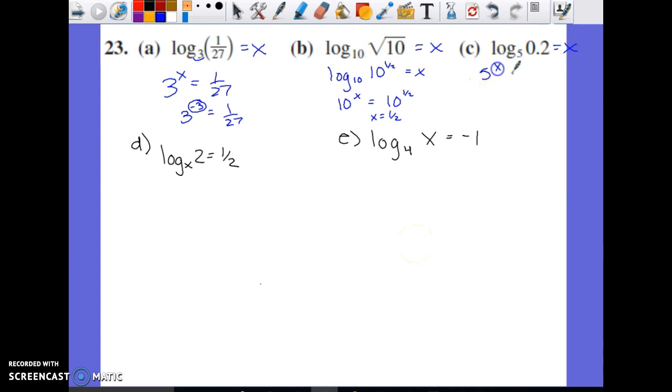5 to the what gives me 0.2? I don't know. Turn this into a fraction, then you will know. 0.2 in fraction form is 1/5, right? 0.2, that is 2/10. 2/10 is 1/5. Third grade, baby, fractions. So, you're thinking, if only I could make this 5 just go down here. Well, you can by making this a negative. So x equals -1. So if you don't know your exponent rules from Algebra 1, you might want to brush up on that.